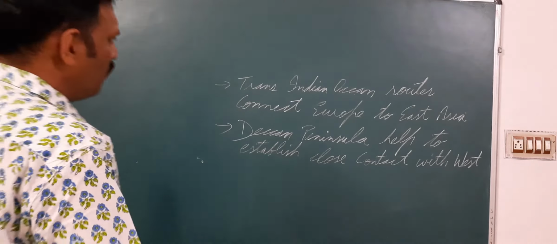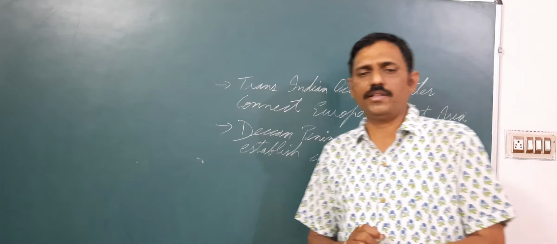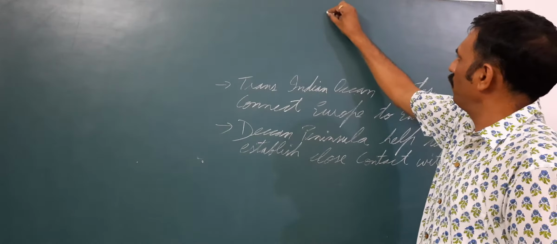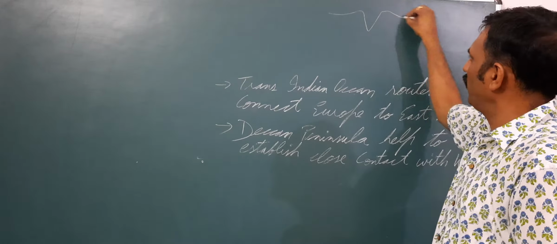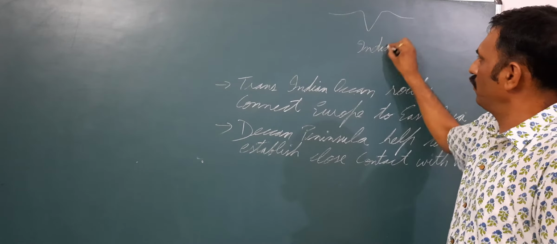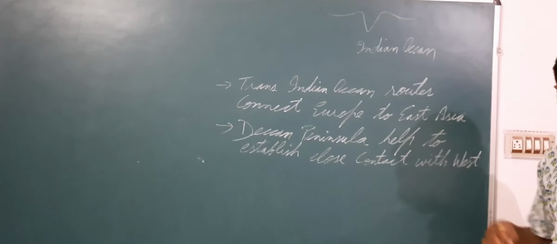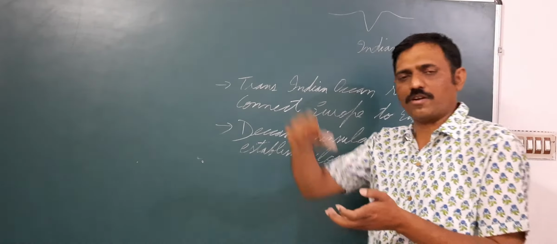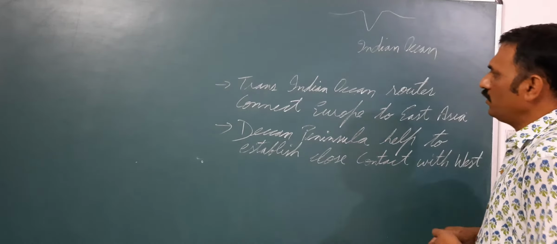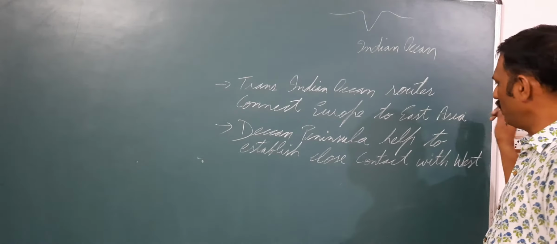Next is the importance of the location of India in the strategic position in the Indian Ocean. If we talk about the map, India is situated on the extreme north of the Indian Ocean, as a crown of the Indian Ocean. So the advantage is the trans-Indian Ocean routes connect Europe to East Asia.